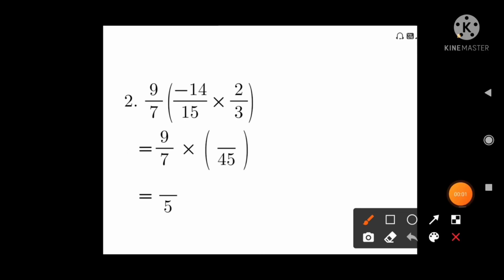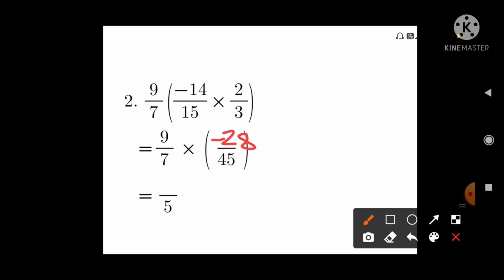Now, last activity. Again here we have to solve the bracket first. First multiply minus 14 into 2, that gives us minus 28. And we have 15 into 3, that is 45. Now 7 upon minus 28. The highest common factor of 7 and minus 28 is 7.